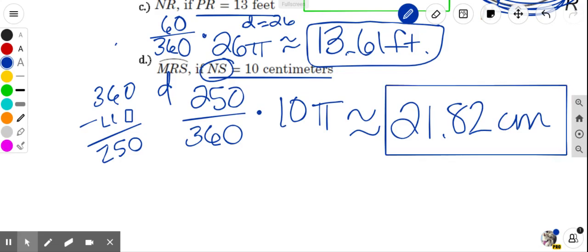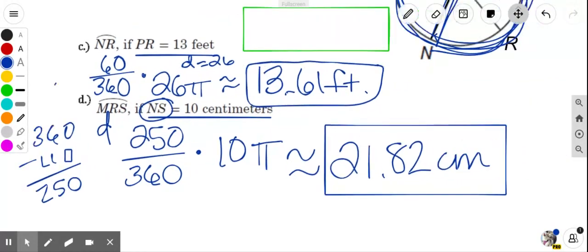Okay, so that's arc length. Make sure you label units. Make sure you follow the formula. If you need help putting it in your calculator, just let me know.